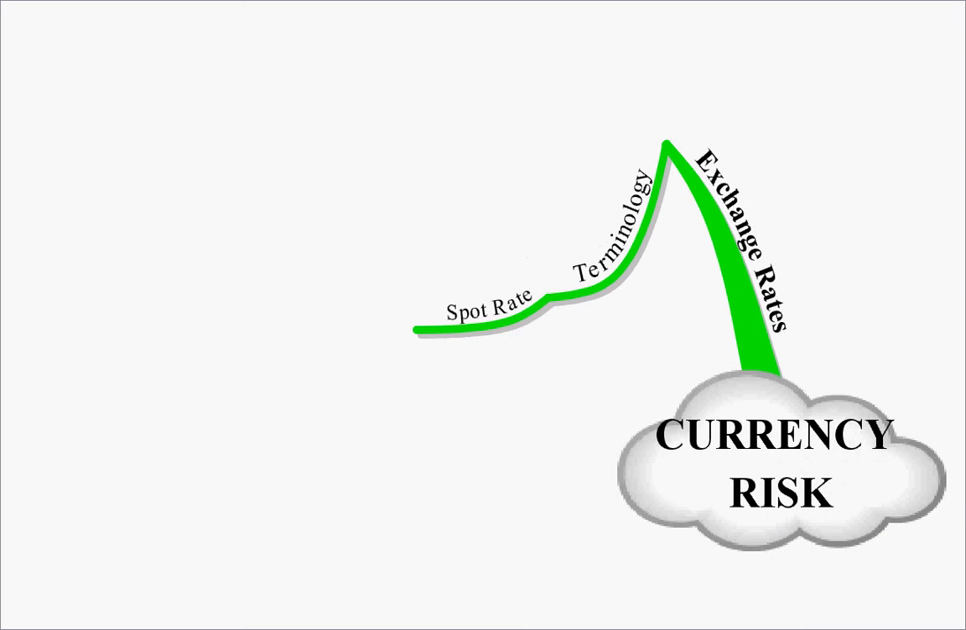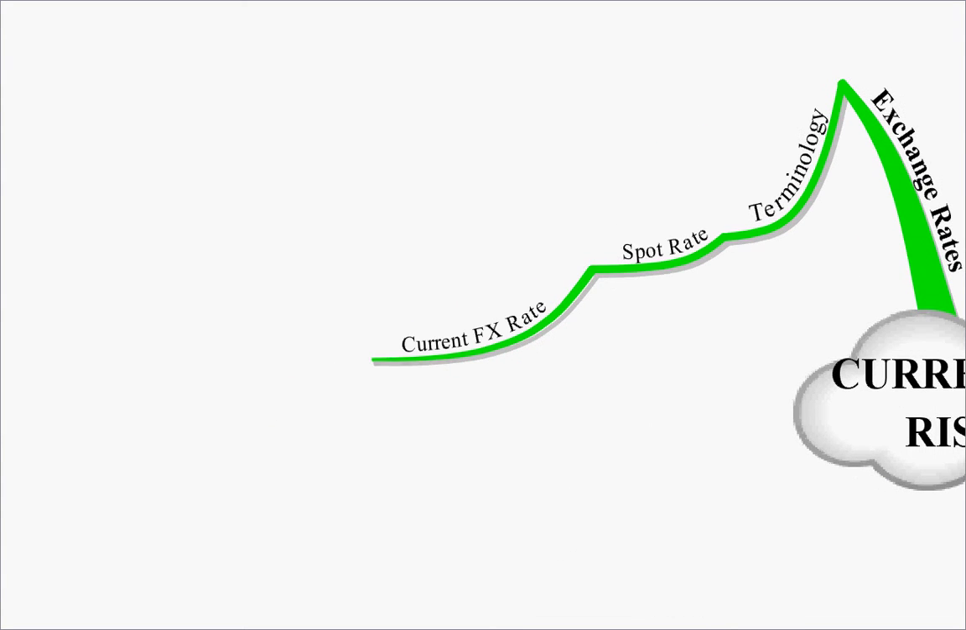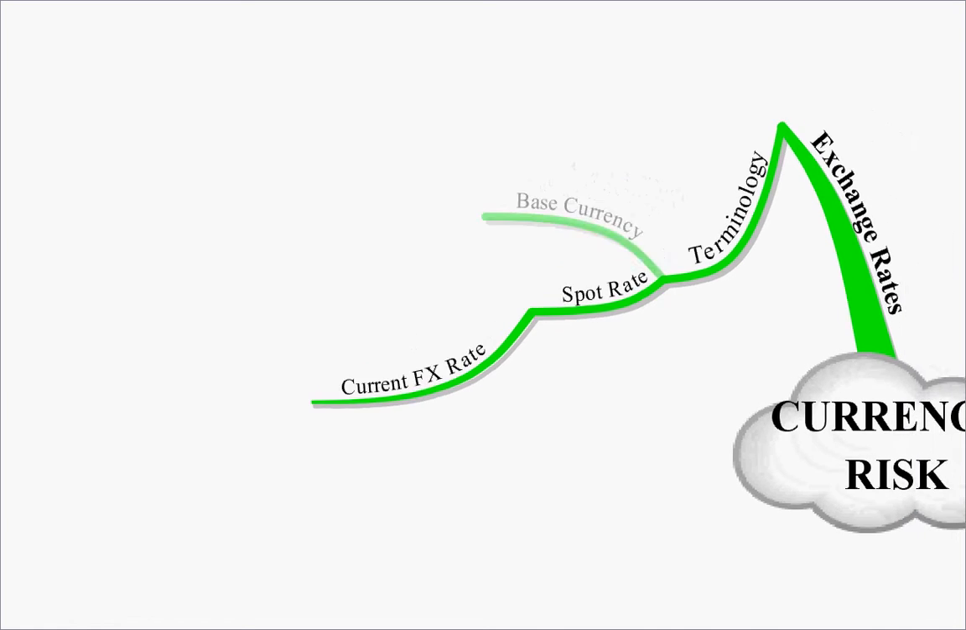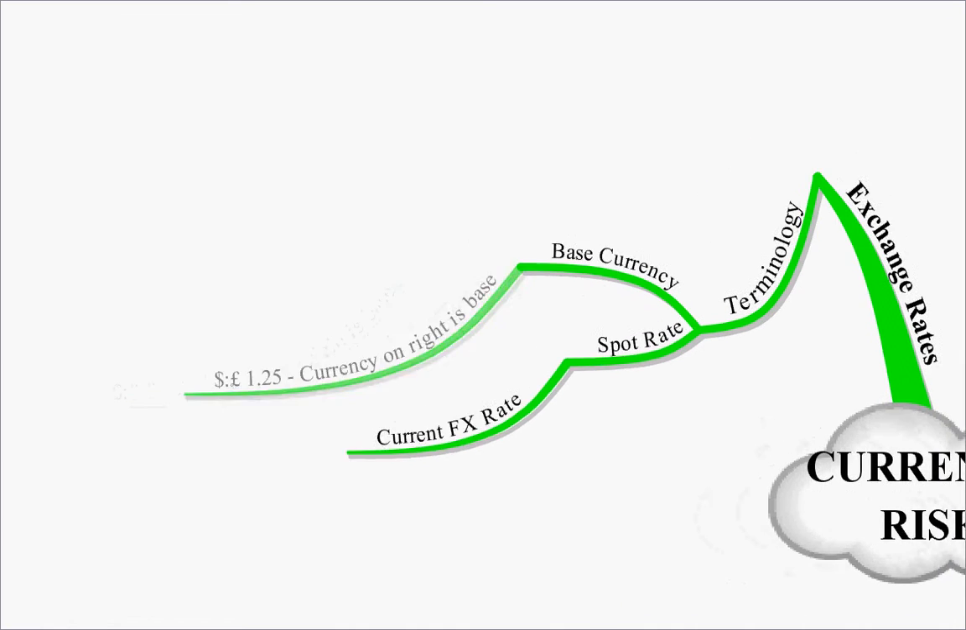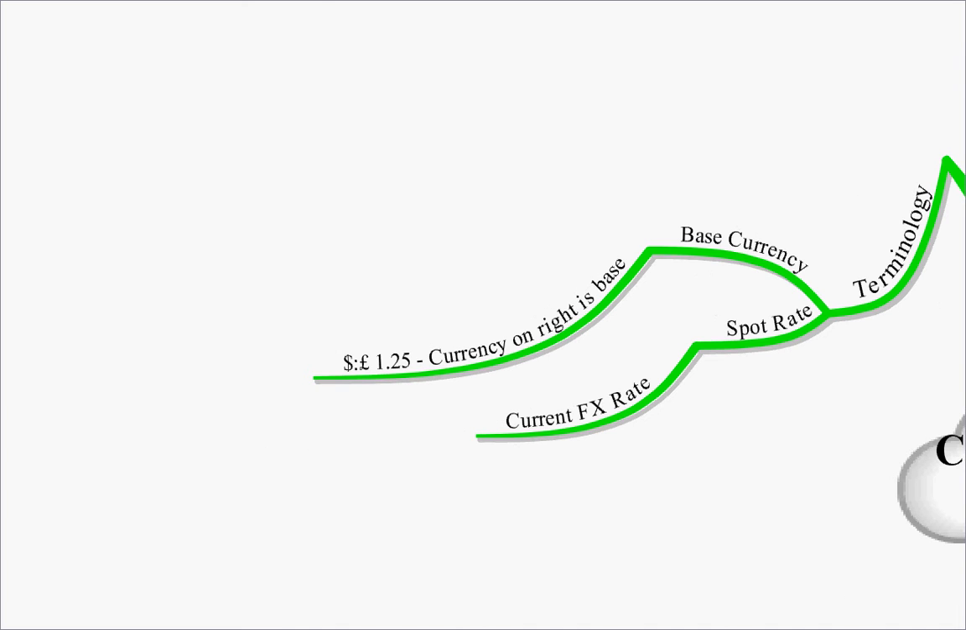Well, first of all, we need to know that the spot rate is the current foreign exchange rate. That's just the rate there is currently, okay? The base currency, well, that's the currency on the right hand side here. You've got the dollars to the pound. The pound is the base currency, okay? The one quoted as 1, the one on the right, the base currency.